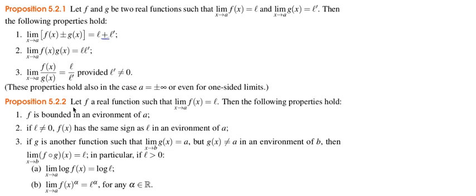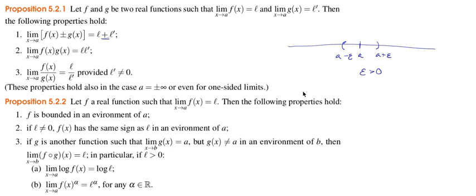So the second proposition: let f be a real function such that the limit when x goes to a of f is L. Then the following properties hold. f is bounded in an environment of a. An environment of a in the real line means this: we have a, a point in the real line, and an environment is an interval. It could be open, it could be closed: a plus epsilon, a minus epsilon, or a plus minus delta, whatever, where epsilon is supposed to be a small number around a.